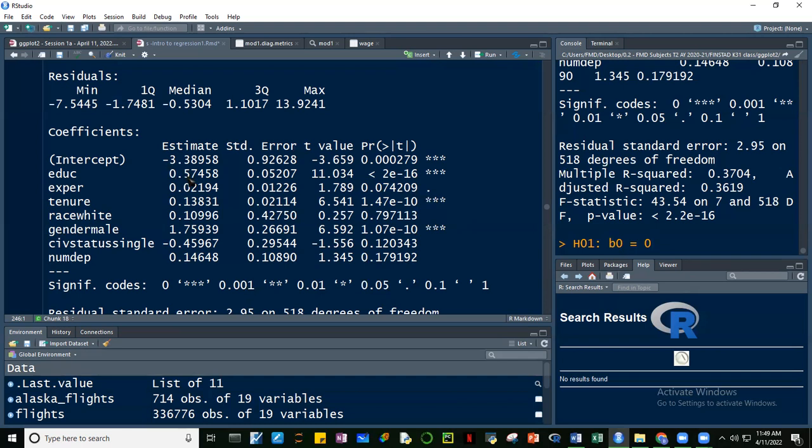And the value is 0.57. It's a bit different from earlier, right? Okay, let's quickly interpret this, guys. What does this mean? For every 1 year increase in education, there's a corresponding $0.57, rounded to the nearest 2 decimal places, increase in hourly wage, comma, ceteris paribus.